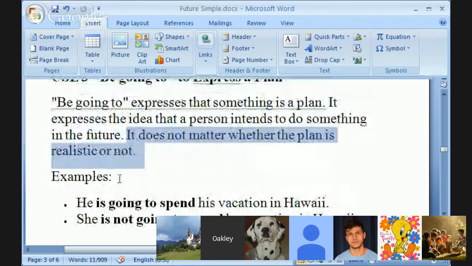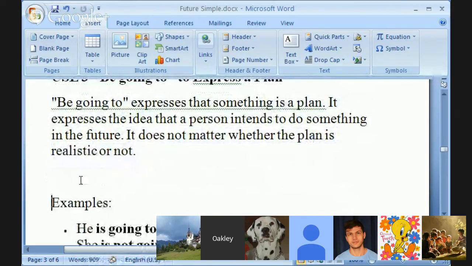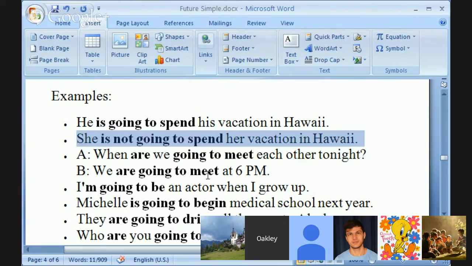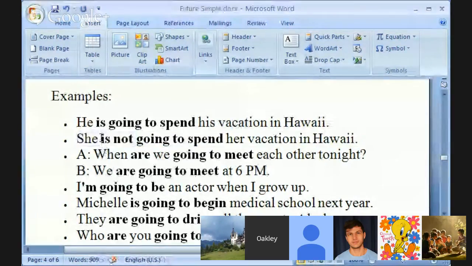That's crazy. Okay, let's look at examples of plans. He's going to spend his vacation in Hawaii. Speaking in the third person, talking about someone else's plans, or as you perceive them to be. She is not going to spend her vacation in Hawaii. Again, it would be common to say isn't. We usually contract. There's nothing wrong with saying she's not going to spend her vacation, but it's just a little bit more common to say she isn't going to.